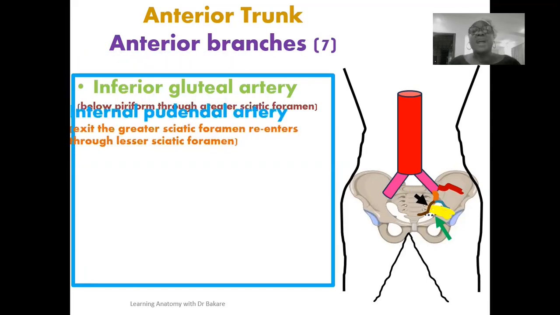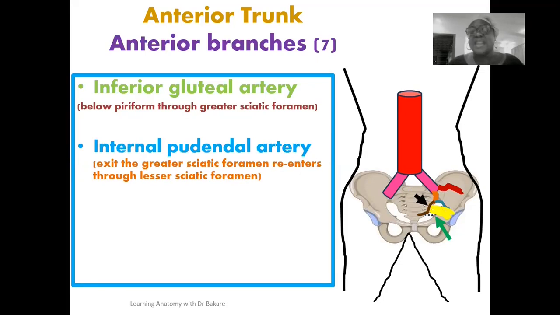Then the last branch is the internal pudendal artery. This internal pudendal artery is the final emergence of the anterior trunk of the internal iliac artery. And this is where we have the internal pudendal artery. This internal pudendal artery is seen to also exit the pelvic cavity through the greater sciatic foramen. And it is seen to re-enter back through the lesser sciatic foramen.